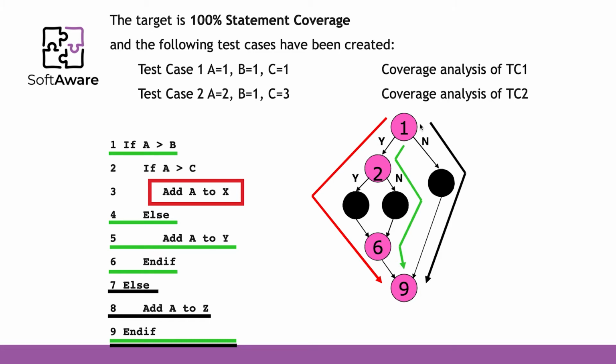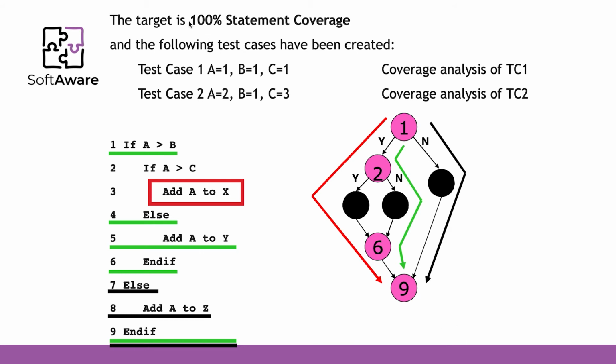Regarding test case number 2, where A is bigger than B, you enter the yes branch of the first decision, and then since C is bigger than A, you enter the false branch of the second decision. This implies that in this black circle, the statement that gets executed is statement number 5. And then you go to line 6 and then up to line 9.